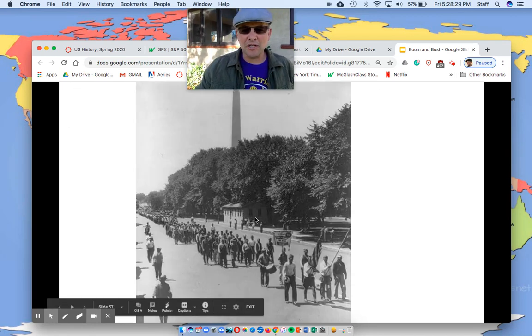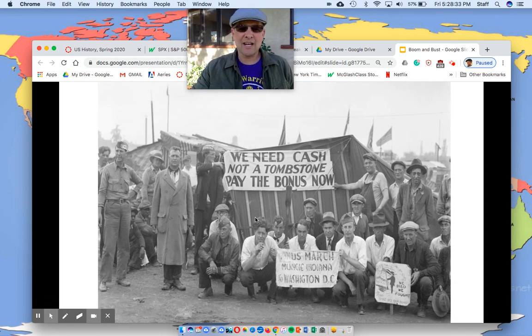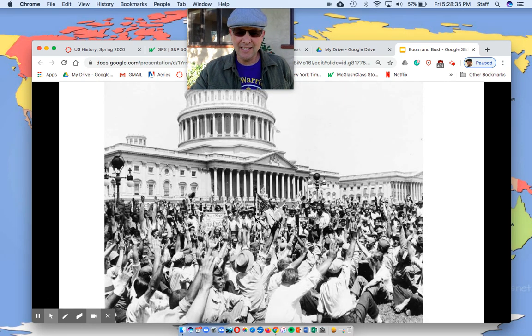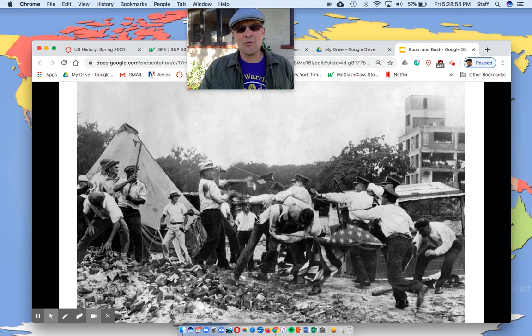They occupied Washington for several months. They demanded their cash that they were owed. They protested. They chanted. There were labor unions there. There were socialists there, but mostly these were World War I vets just demanding what was promised to them, and it got ugly. Hoover ordered in the National Guard, the Marines. It was actually Douglas MacArthur who led the expulsion of all the vets from Washington, D.C., and it went down.